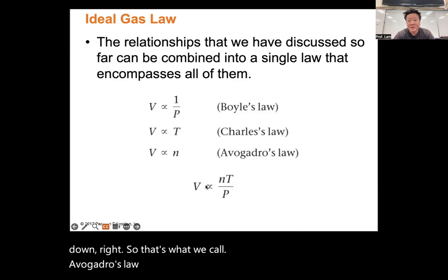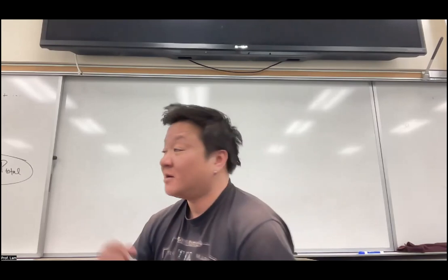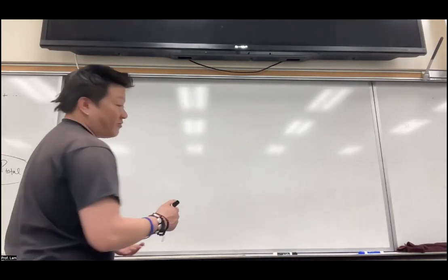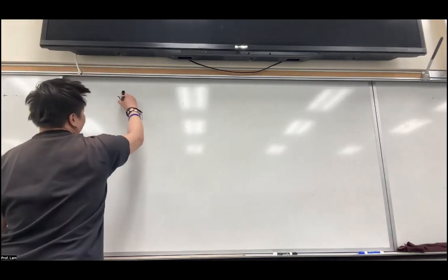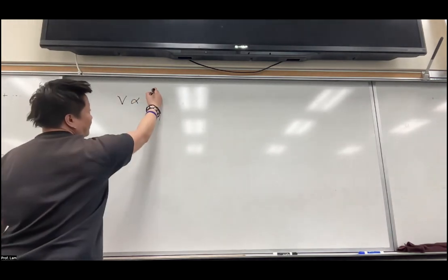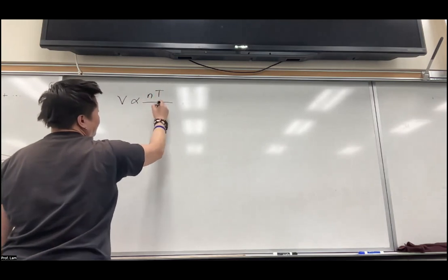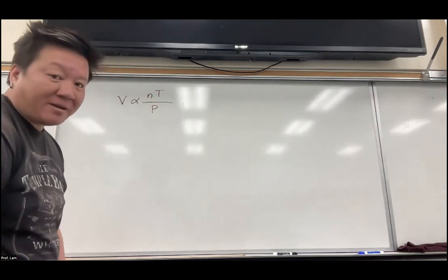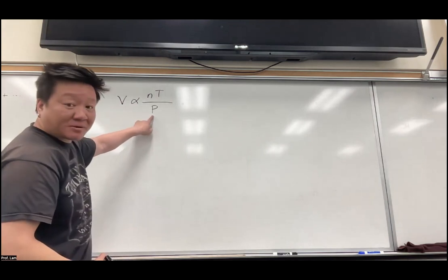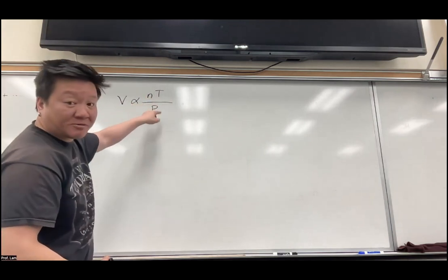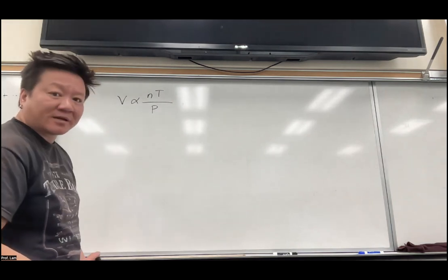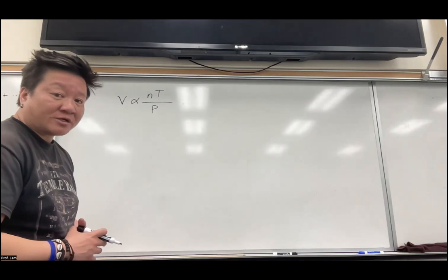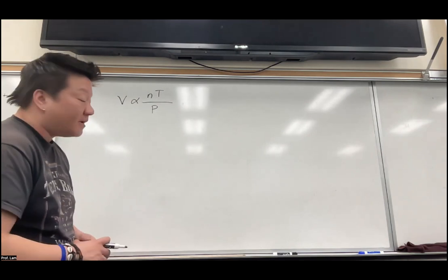So if we were to put all this together, and let me switch to the board at this point, it's pretty easy. If you now combine all of this, what you get is volume is proportional to moles and temperature over P, because volume is inversely related to pressure, but directly related to moles and temperature. So they go in the numerator. Now we start to get something that looks like an overall equation for describing a gas.